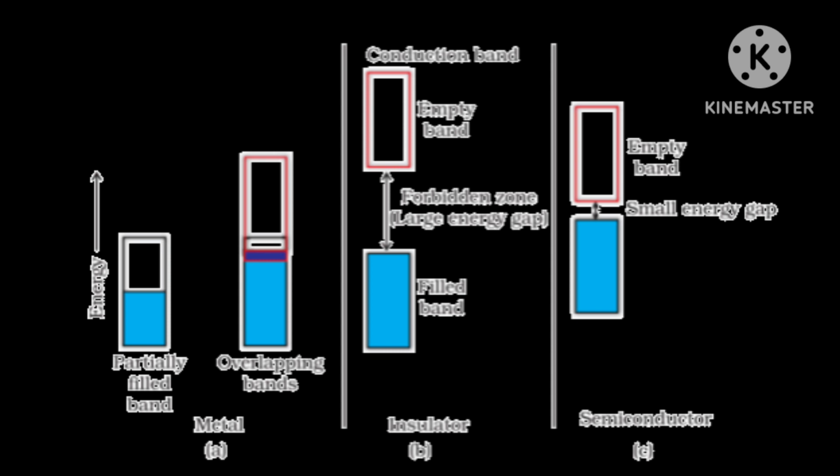Solids exhibit an amazing range of electrical conductivities, extending over 27 orders of magnitude, from 10 to the power minus 20 to 10 to the power 7 per ohm per meter.